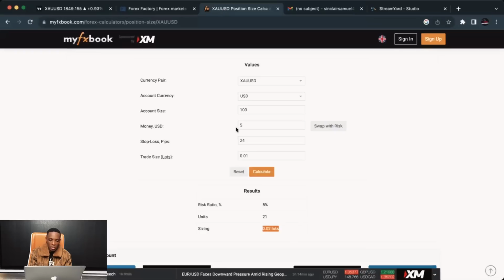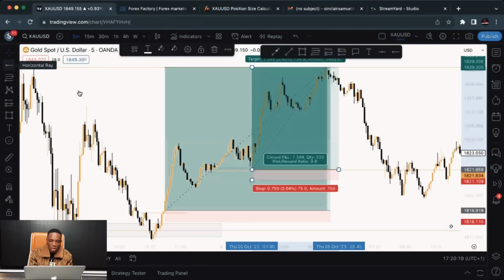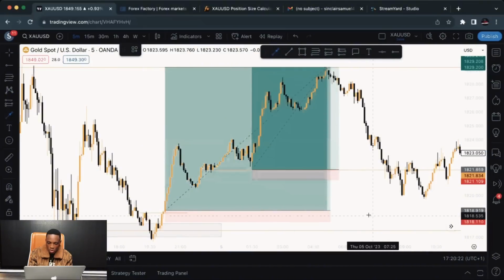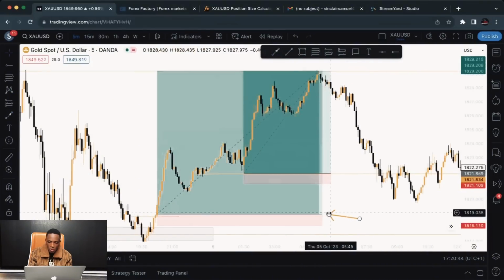Let me go to the position calculator and show you people an example. Let's say I have a $1,000 account and I'm risking $100. So I want to show you how to make money. So we calculate. It tells me I should use 0.42 lot size, risking $100.